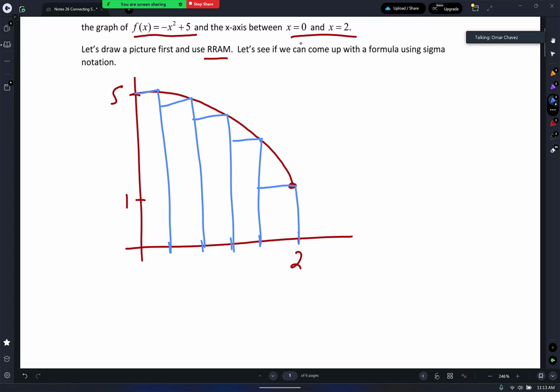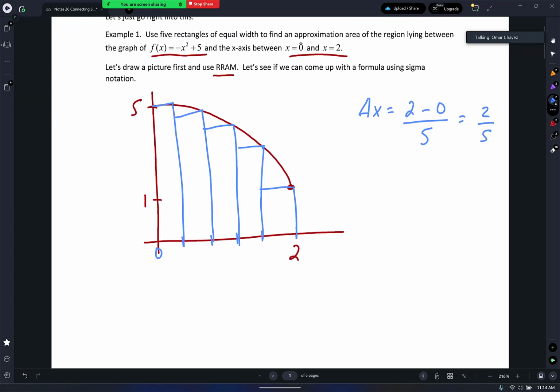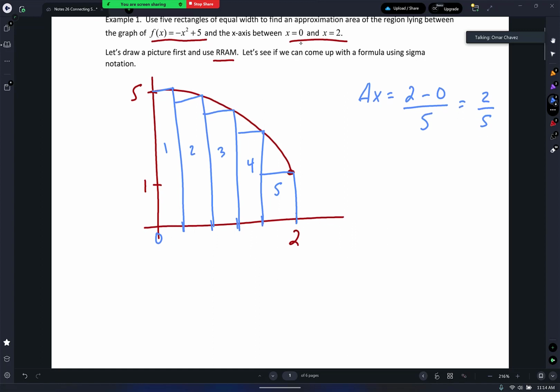I want to know the delta x, and I want to know what those x values are that determine the height. So my change in x is nothing more than, here's 0, that's 2, so 2 minus 0, divided by 5 rectangles. So my delta x is 2/5 or 0.4. Are we still okay? All right. So I count 1, 2, 3, 4, 5. All I'm doing is finding the height of each one of those rectangles and multiplying it by the width.